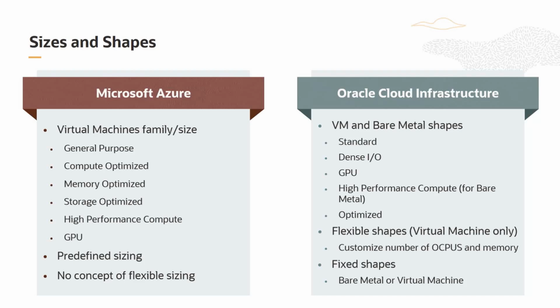In addition to fixed shapes, OCI virtual machines also have the concept of flexible shape, and this is a major differentiator. A flexible shape is a shape that lets you customize the number of OCPUs and the amount of memory when launching or resizing your virtual machine. Optimized shapes also support cluster networking.